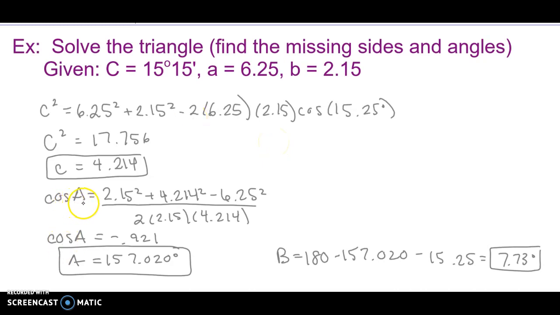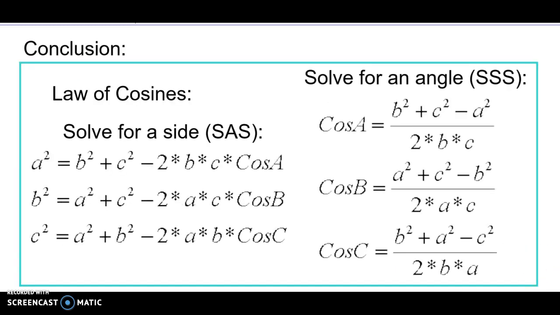Here, for cosine of angle A, again, I just plug things into my law of cosines. Again, typing this in, put parentheses around your numerator and denominator. I got that A is 157.020 degrees. And for angle B, I just subtracted my other two angles from 180, so I got 7.73 degrees. All right, so here are my law of cosines. Remember that these are the same thing. It's just helpful to use this version if you have side, angle, side, and then this version if you have side, side, side.